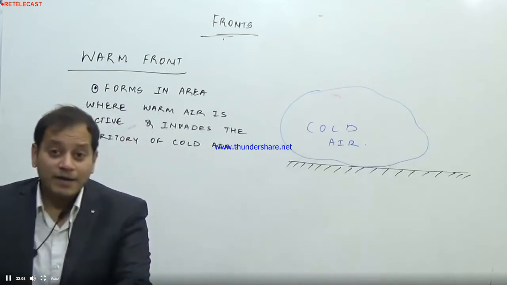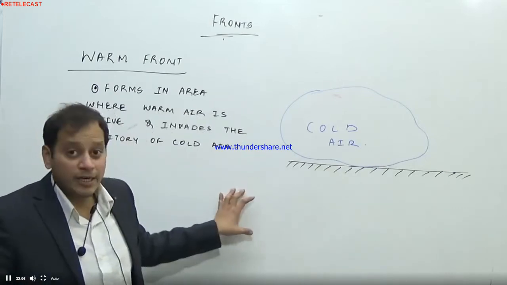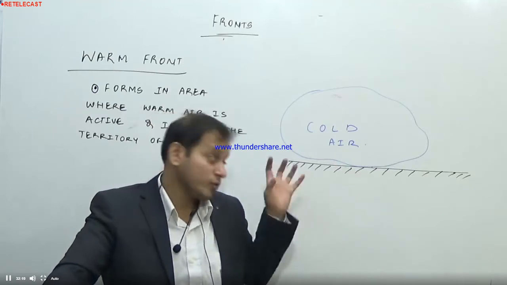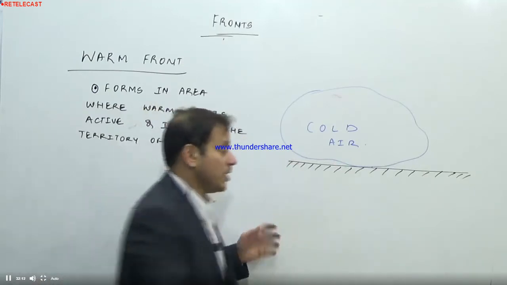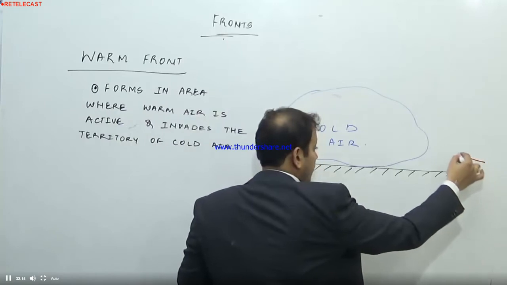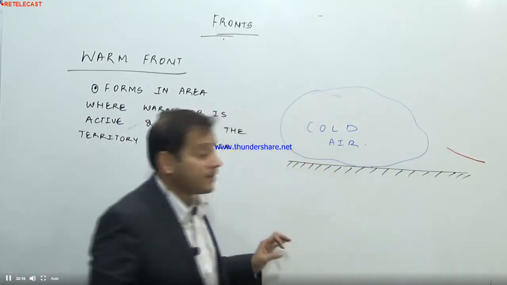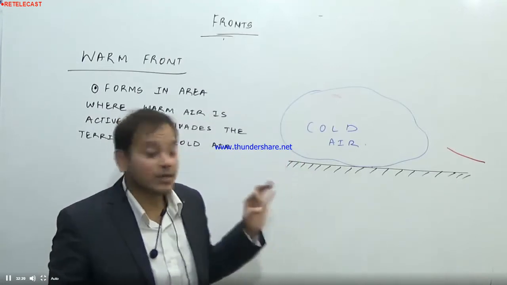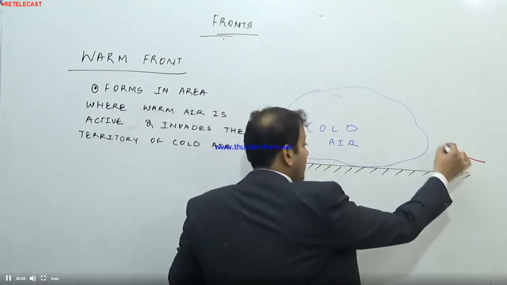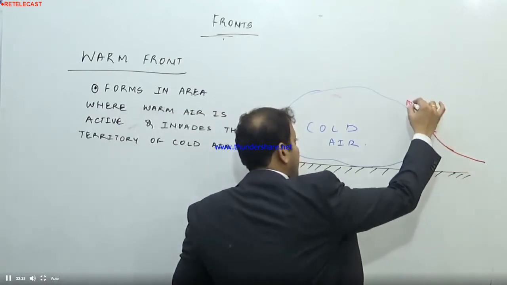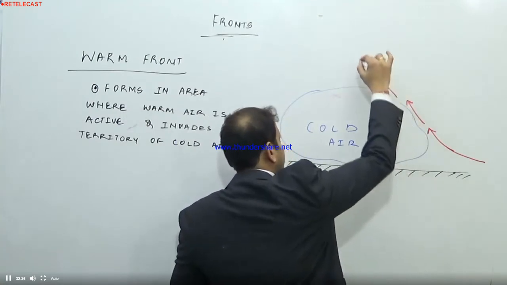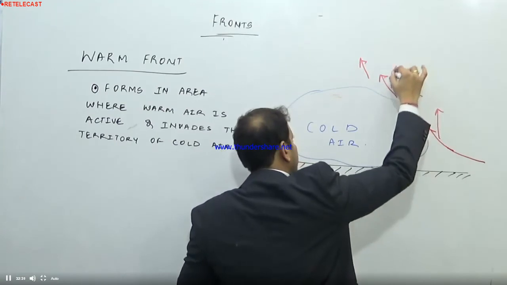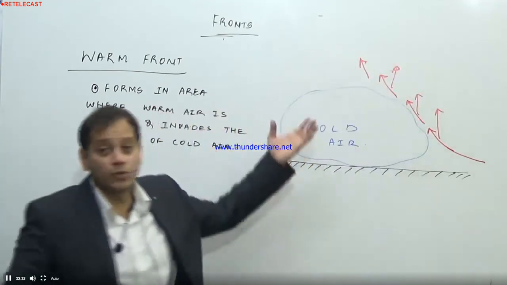If in an area where there is already a presence of cold air, warm air comes in, we call it a warm front. So what happens when the warm air comes? When the warm air comes in the area of cold air, we see that the warm air is lighter than the cold air, and therefore it voluntarily rises upwards in the territory of the cold air. It tries to go upwards.